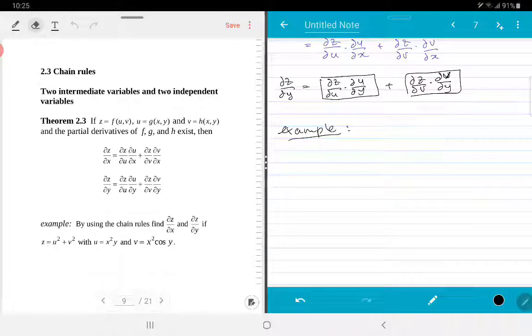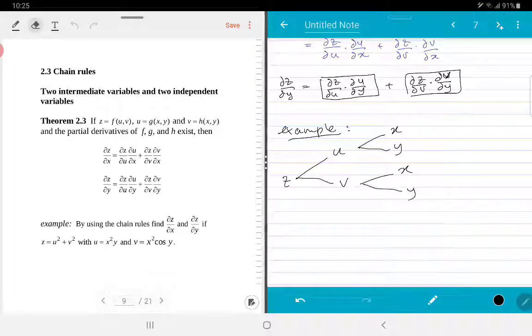So you can see here we can form a tree diagram. We start from z, and here we have a function in terms of u and v. So branch out to u and v, and u here is a function of x and y, and v here is a function of x and y. So in the tree diagram you can see that we have two independent variables and two intermediate variables.